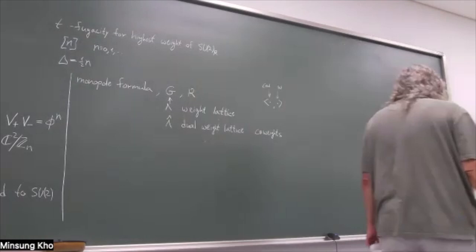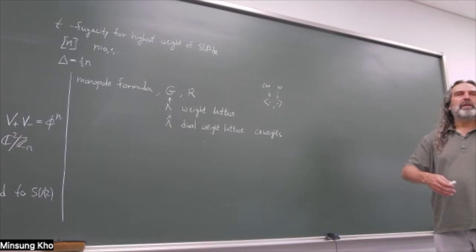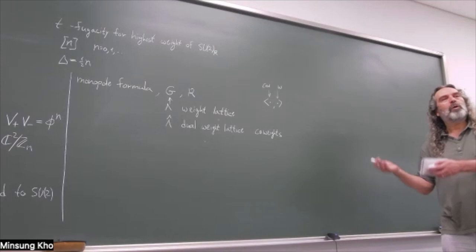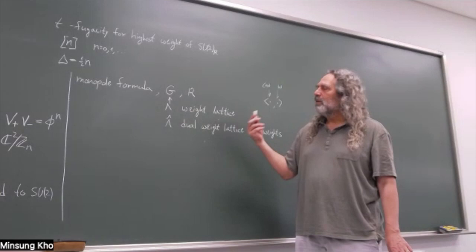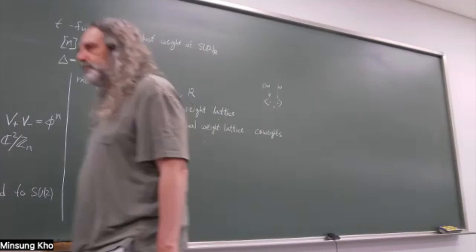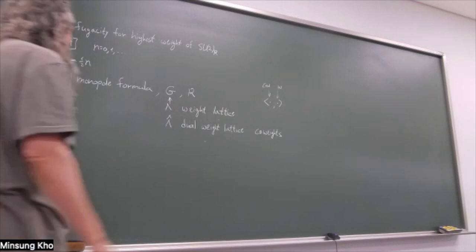worlds. And so I can expand a weight as a linear combination of fundamental weights, and I can expand a co-weight as a linear combination of fundamental co-weights. So we really need to make the distinction between weights and co-weights. Since the monopole formula involves magnetic objects, we will need the dual weight one. There is a Weyl group which acts on both.